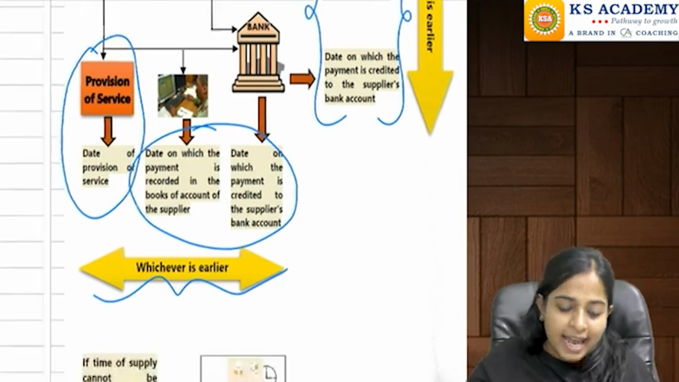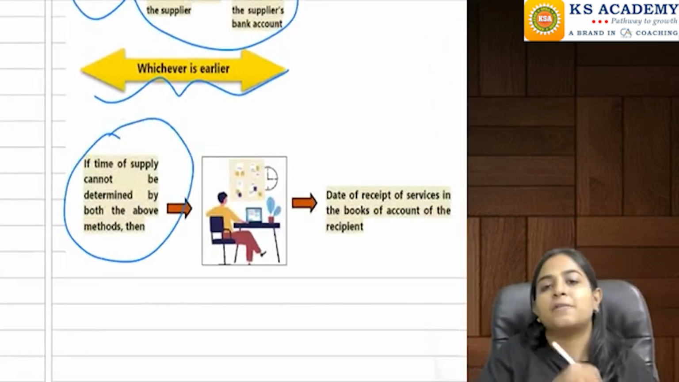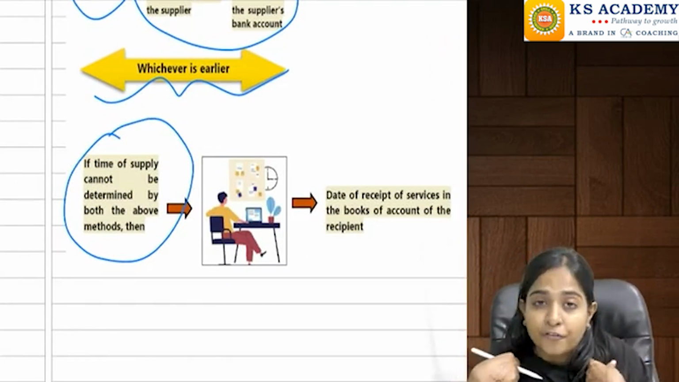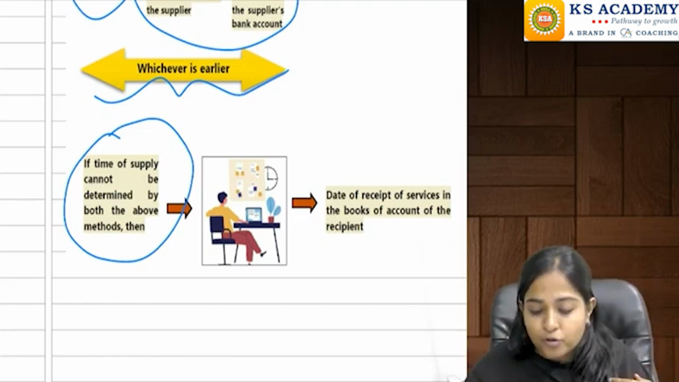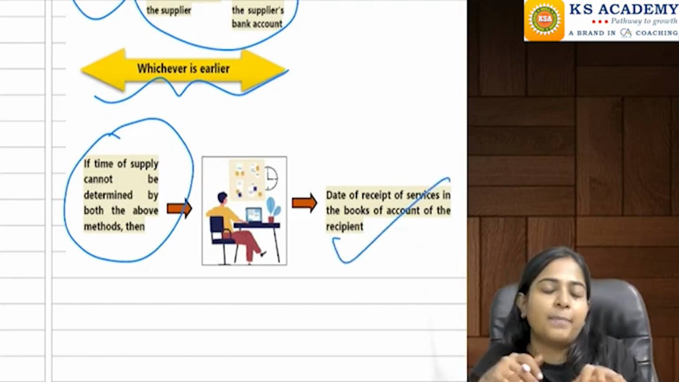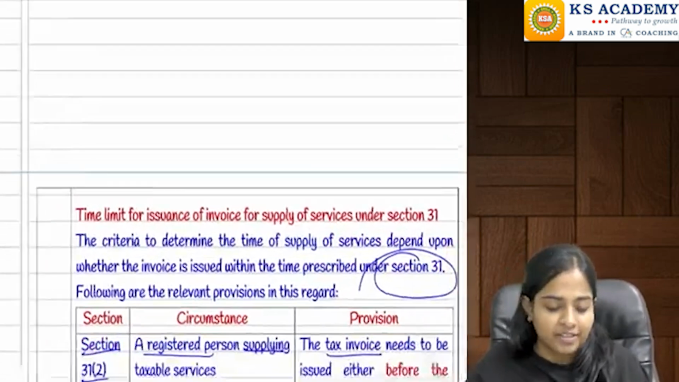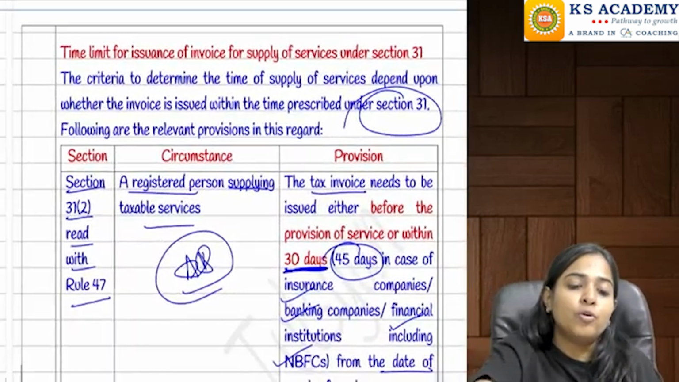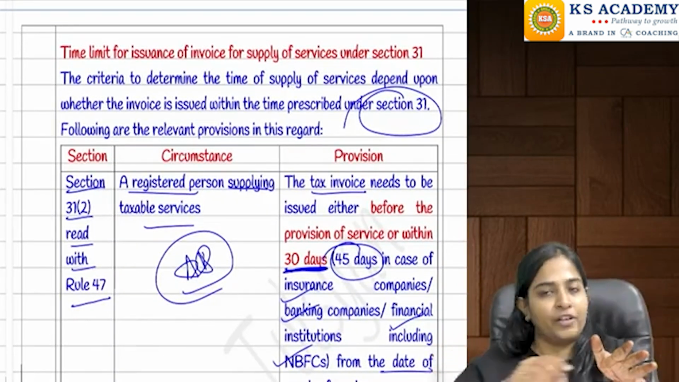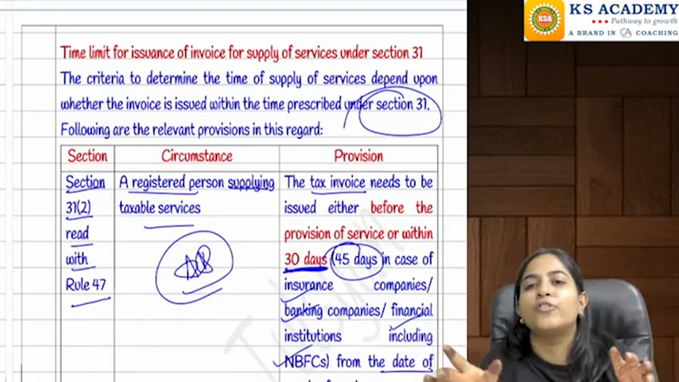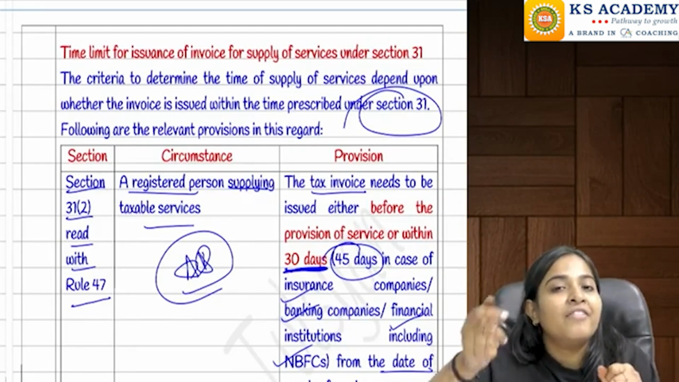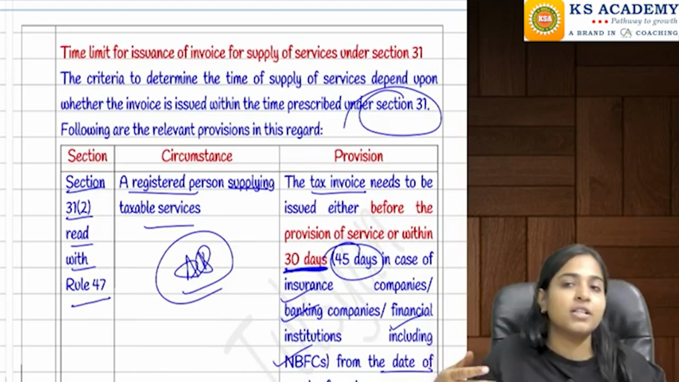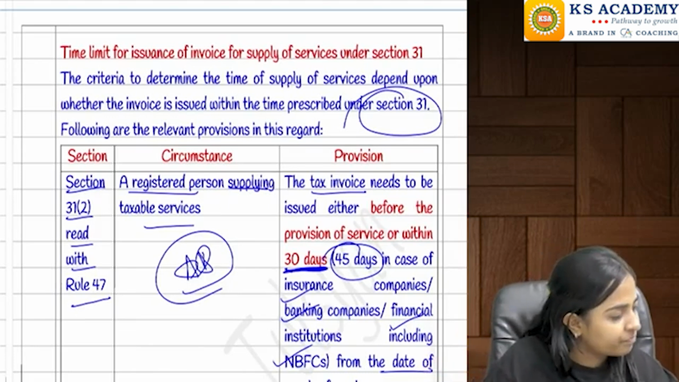Are you able to understand? And if you are not able to determine it as per the above pointers, then in that case, the date of receipt of services in the books of the recipient. When the recipient has recorded that yes, he has received the service, that date will be considered as the time of supply. Now ma'am, you told that if invoice is issued on time, then date of invoice; if not issued on time, then the date of provision of service. Means first we will have to check whether the invoice was issued on time or not, so we'll have to compare with the due date. What is the due date of issuing the invoice?